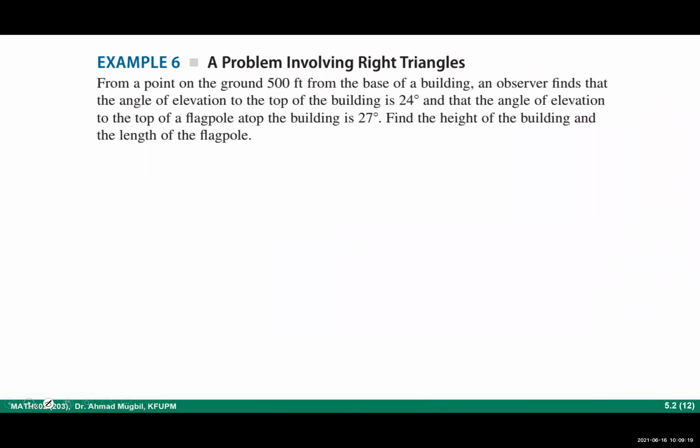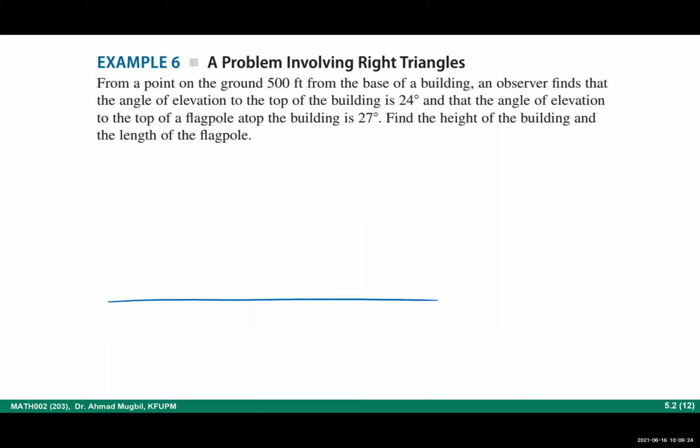Let's take another example. Here we have the ground, from a point on the ground. Let's say this point, from a point on the ground, 500 feet from the base of a building. So we have a building here. You should, ya shabab, translate sentence by sentence. Stop here, let's revise it. From a point on the ground, 500 feet from the base of a building. So this is the base of the building. From means the distance between them. The distance here is 500. It is not about the height of the building.